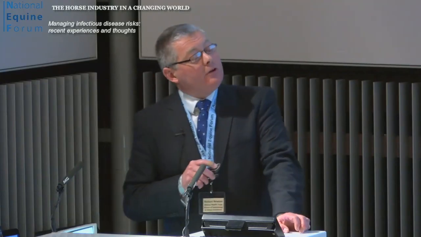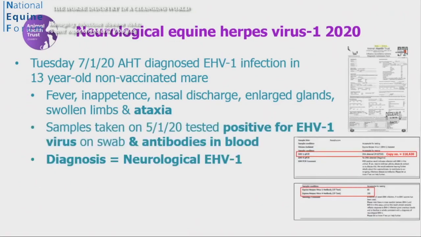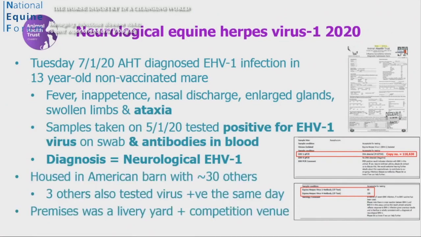So moving on to the third of the trilogy, if you like, this is a more recent outbreak that we've been involved in. So on Tuesday, the 7th of January, we diagnosed an infection called EHV1 in a 13-year-old non-vaccinated mare. This mare had a range of signs, but included in that were some neurological signs. We had received samples from this animal, which we tested, and those came back positive both for virus and for evidence of antibody, and that really did firm up this diagnosis of neurological EHV1.